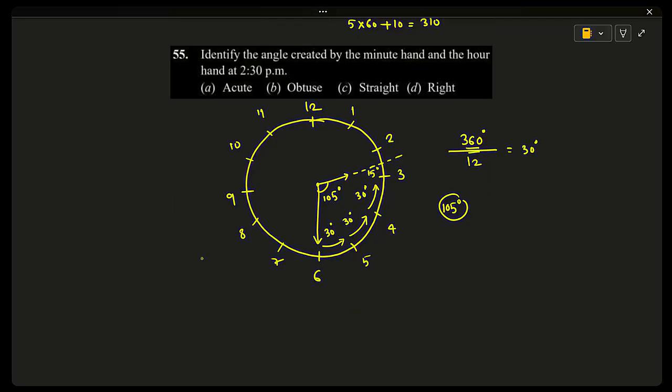They're asking only the type, not the measure. So it is an obtuse angle. That is option B, obtuse angle. If you want the exact measurement also, you can find it like this. So students, if you still have doubts, you can raise your hand. Otherwise, we'll move to the next question. Doubts till 55. Okay, no doubts. Moving to the next one.